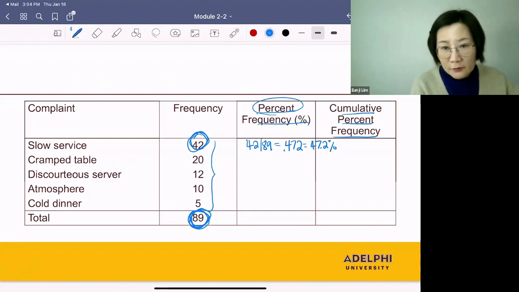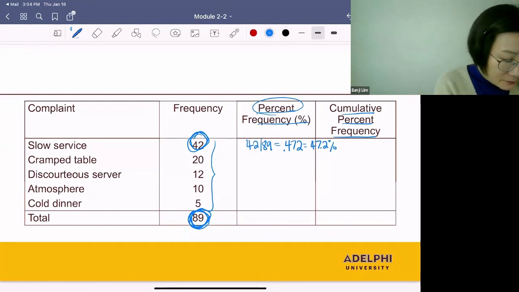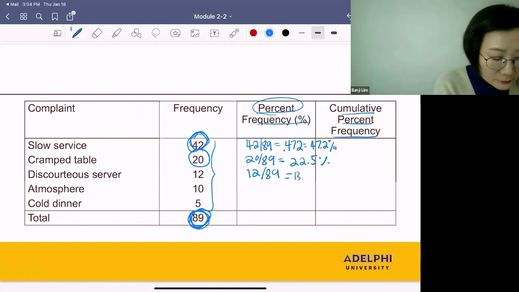We can repeat this for the rest of the areas. What's the percentage of 20 out of 89? 22.5%. What's the percentage of 12 out of 89? 13.5. And we repeat this for the rest.